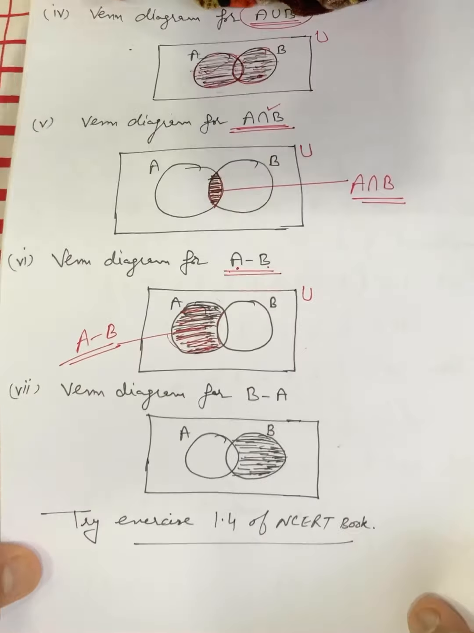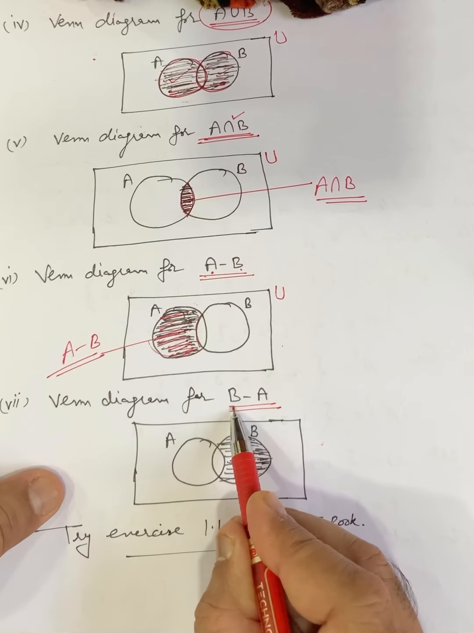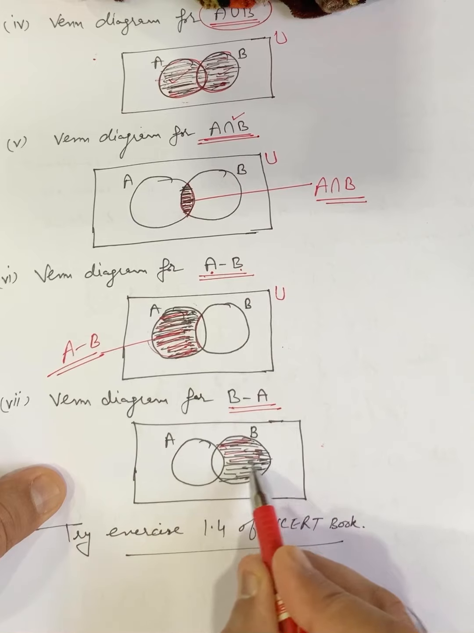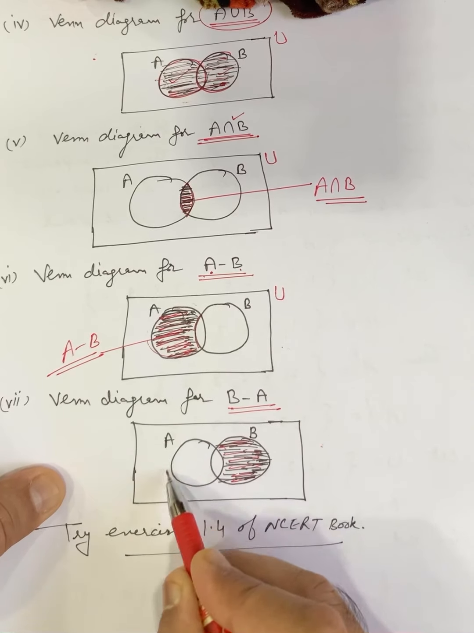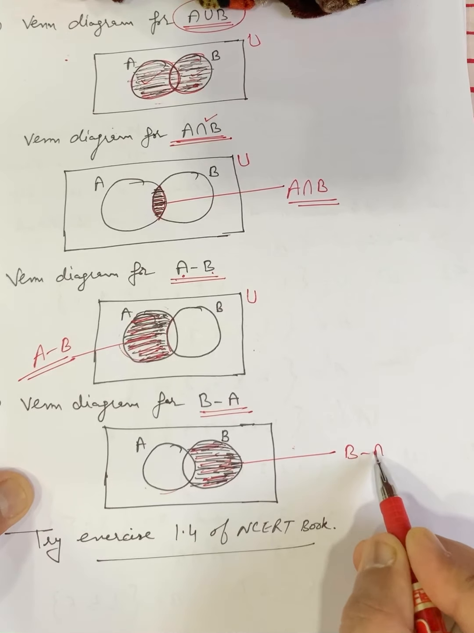Then last Venn diagram for B minus A. Remaining elements of B. तो वही B वाले पार्ट को शेड कर दोगे, कॉमन पार्ट अनशेडेड रहेगा, A पूरा छोड़ देंगे. तो that will be the Venn diagram for B minus A.